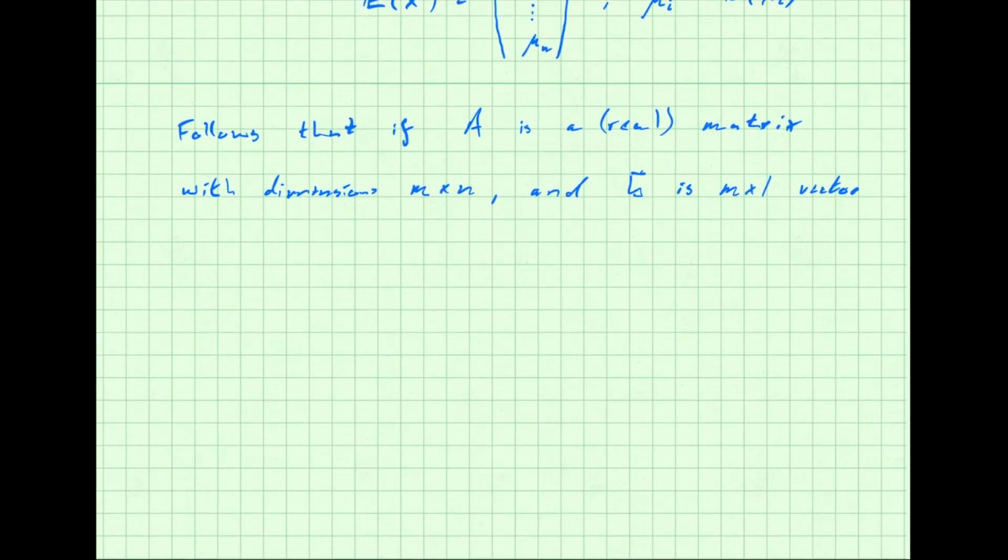Then the following is true based on this definition of expected value. And here I'm using the same x as above. So the expected value of this linear combination, the matrix A times the vector x plus the vector b, is actually equal to A times the expected value of the vector x, plus b.